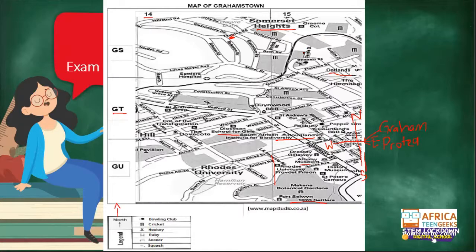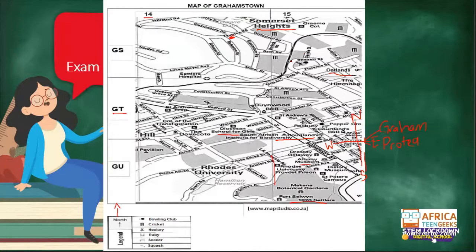Okay, Jared, I can see your answer. Somerset Heights with reference to Outlands. I'm getting 2 different answers for this particular question. Okay, let's see which learners are correct for this one.